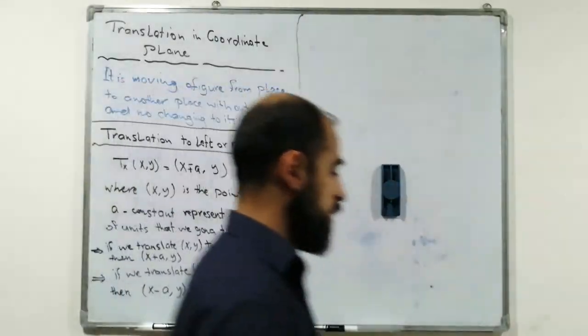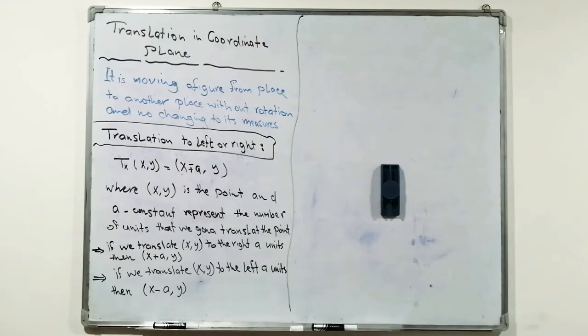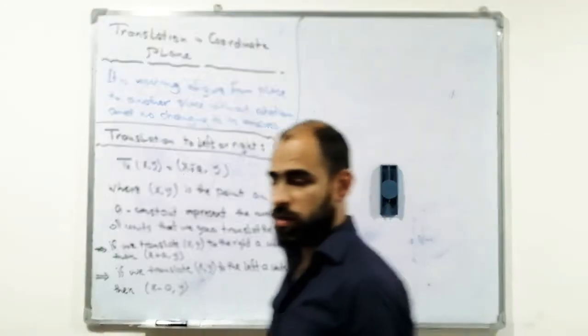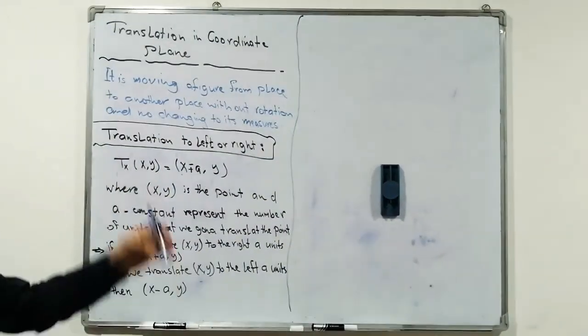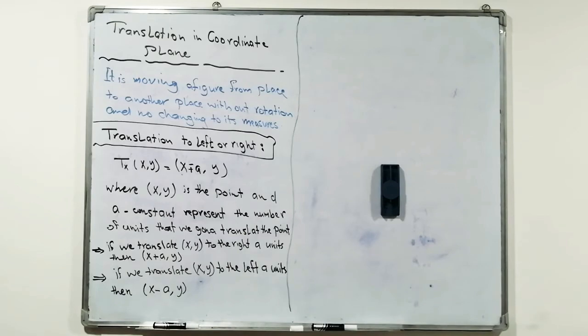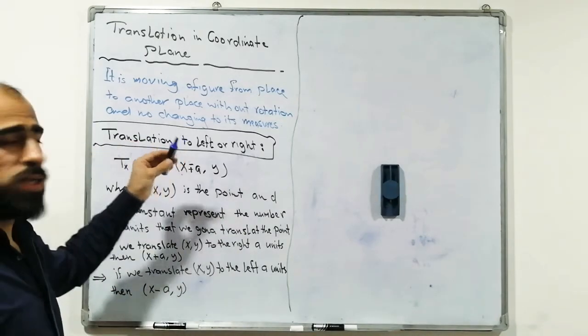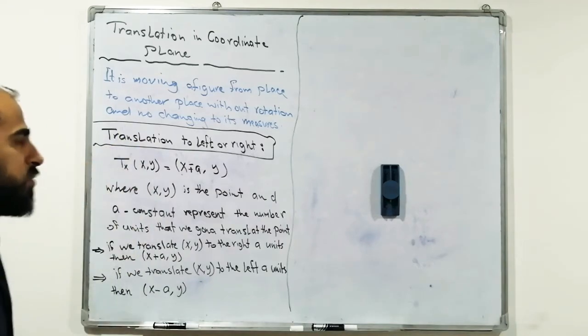From that, we're going to divide translation into kinds. The first one is translation to the left or right. The second one is translation upward or downward. Then the third kind of translation is a combination of the first and the second one.